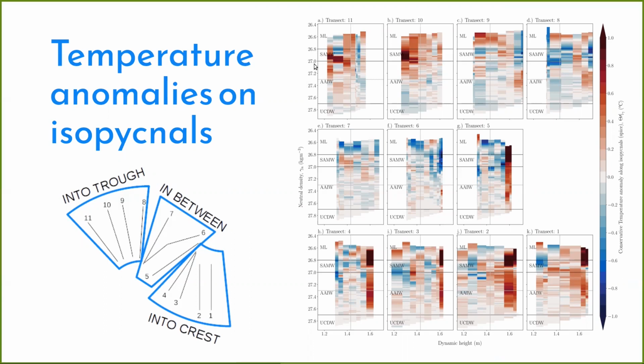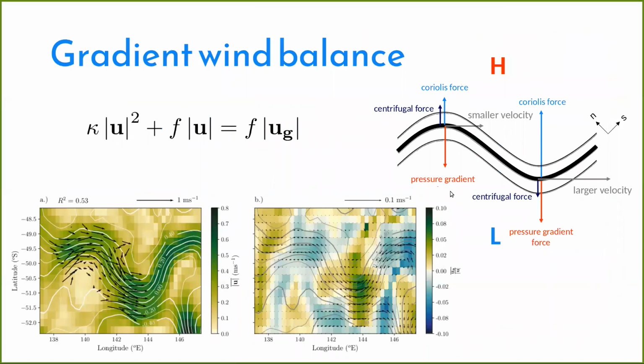So when we look first at the upper water column, we see that there is progressive cooling from the trough to in between, and then warming again into the crest. Whereas if we look at the lower water column, below 27.3, we see a constant change from cool to warmer and more warmer. So that's the observations that we saw.